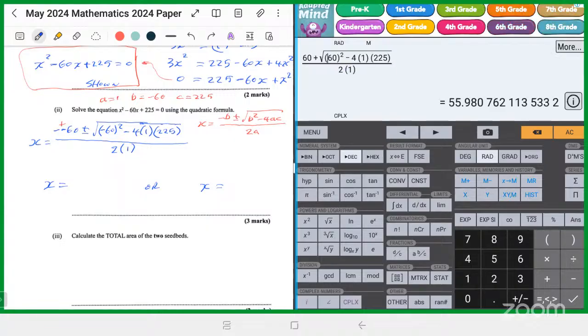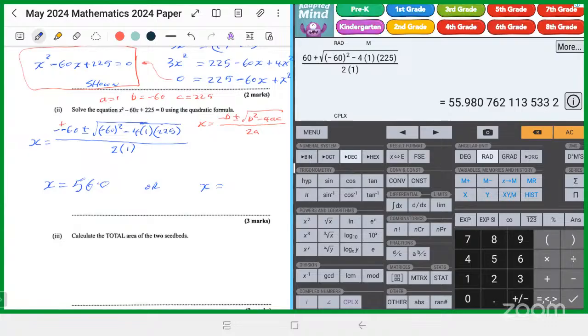If you want to put the negative 60 in a bracket there, you're going to see that we get the same result. So the plus is giving me 55.98. If you round that to 3 significant figures, it becomes 56.0. That's the value of x.